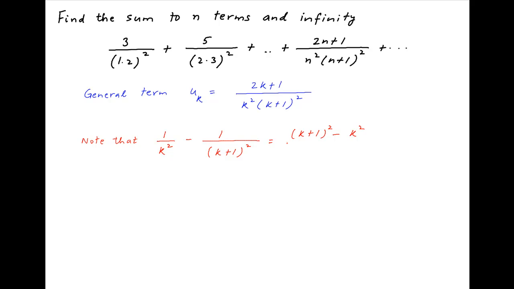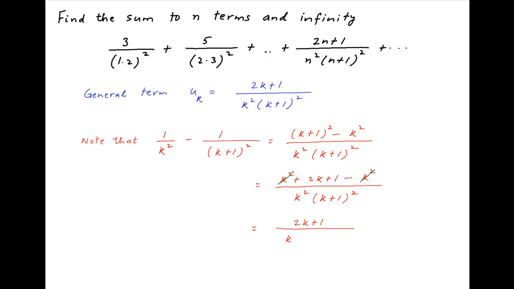which is equal to ((k+1)² minus k²) divided by k² times (k+1)², which in turn is equal to (k² plus 2k plus 1 minus k²) divided by k² times (k+1)², is equal to (2k+1) divided by k² times (k+1)². And note that this is the same as u_k.